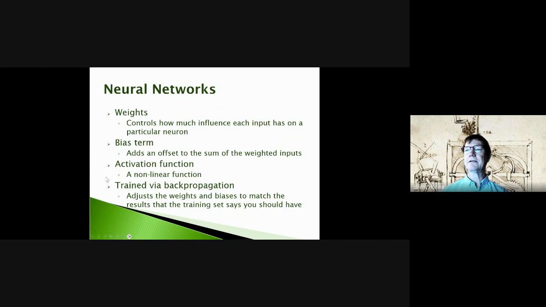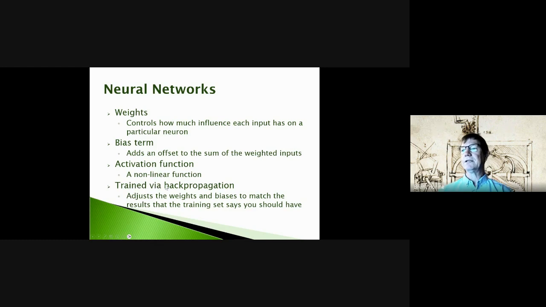Then there's this activation function. We'll look at this in detail. This is a nonlinear function that is applied to the combination of the signals that are weighted, the signals coming from previous neurons that are weighted, and then the bias term added to them, right? So that's going to provide some value. Then we're going to run that value through this nonlinear activation function, and that's going to be the output of that neuron. And then that neuron may go to other neurons, or it may be an output neuron.